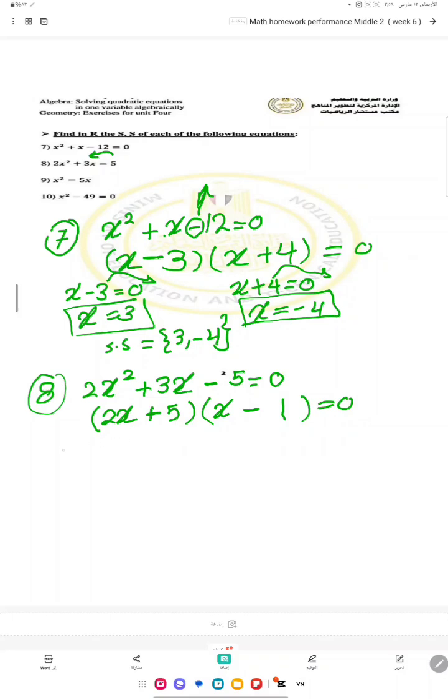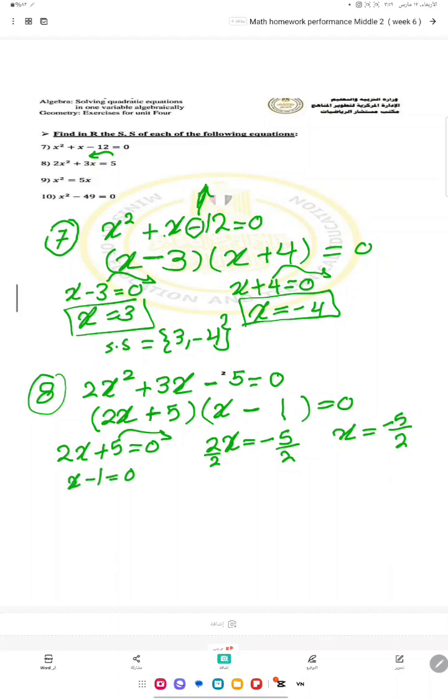Now let's get the value of x. 2x plus 5 equals 0. Take 5 to the opposite side, so 2x equals negative 5. Divide here by 2 and here by 2, so x equals negative 5 over 2. And the second bracket, x minus 1 equals 0. Take 1 to the opposite side, so x equals 1. Don't forget to write the solution set: it will be 1 and negative 5 over 2.